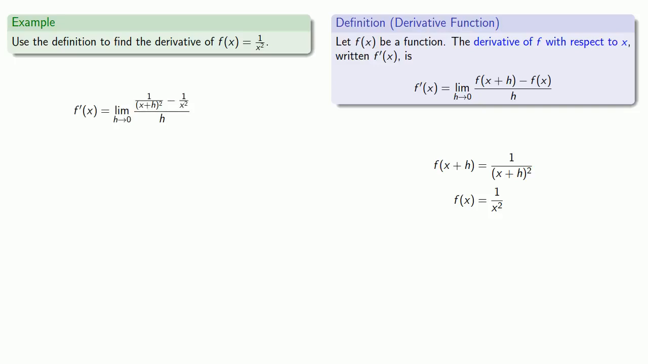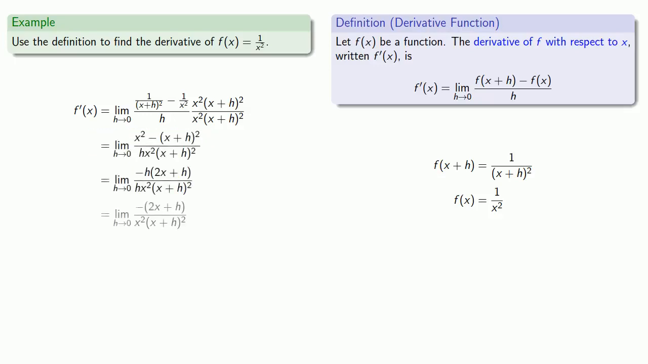While we can try to evaluate this expression at h equal to 0, we should come to expect by now that we will get an indeterminate form and have to do some algebra. So we have a compound fraction, so let's multiply numerator and denominator by the denominator's x squared times x plus h quantity squared. And we'll do a little algebra. Well, okay, we'll do a lot of algebra. But after all the dust settles, we'll get a derivative of minus 2 over x to the third power.